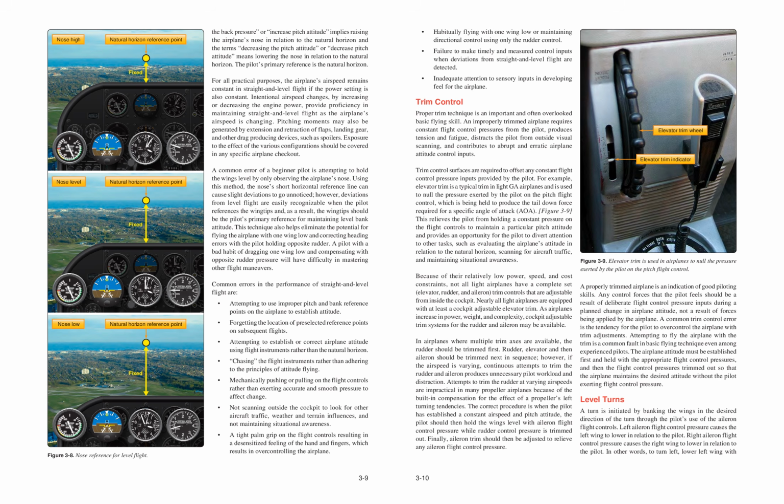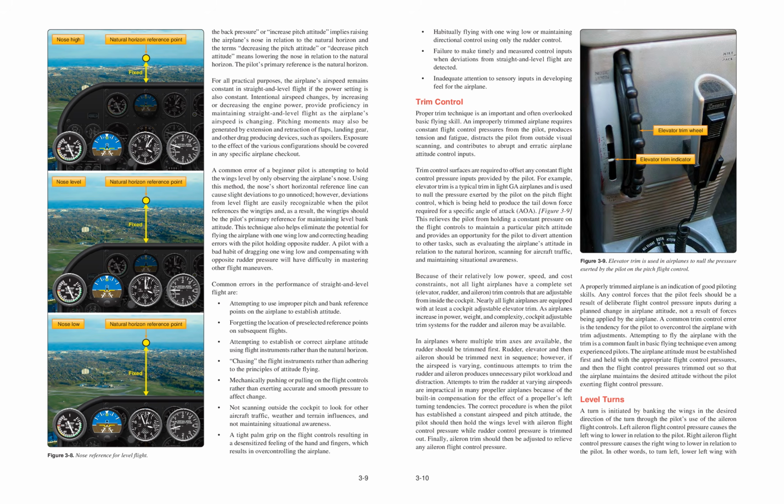Rudder, elevator and then aileron should be trimmed next in sequence. However, if the airspeed is varying, continuous attempts to trim the rudder and aileron produces unnecessary pilot workload and distraction. Attempts to trim the rudder at varying airspeeds are impractical in many propeller airplanes because of the built-in compensation for the effect of a propeller's left-turning tendencies.